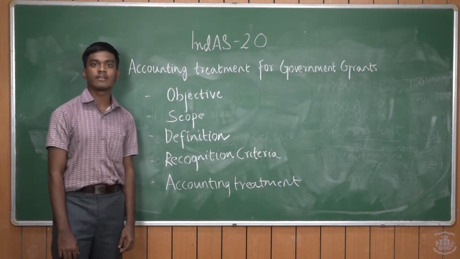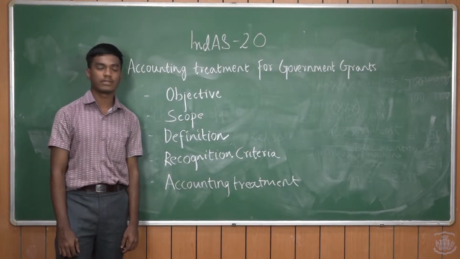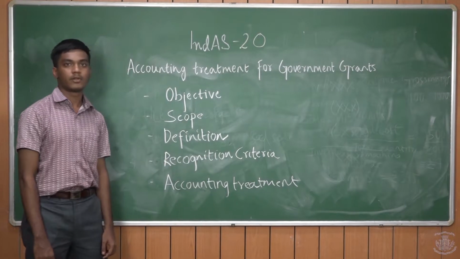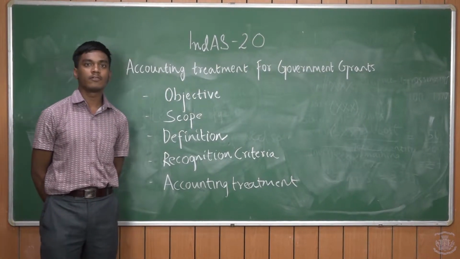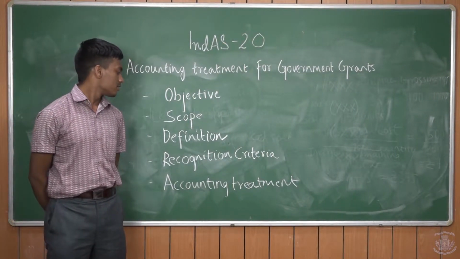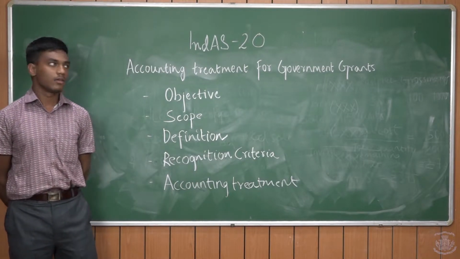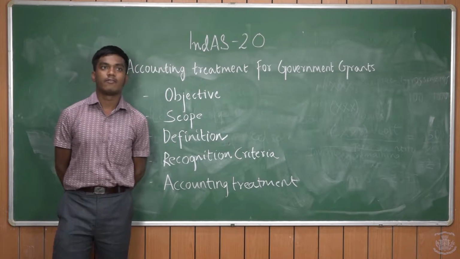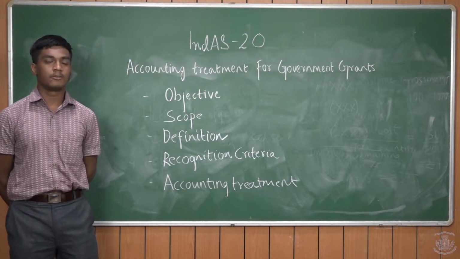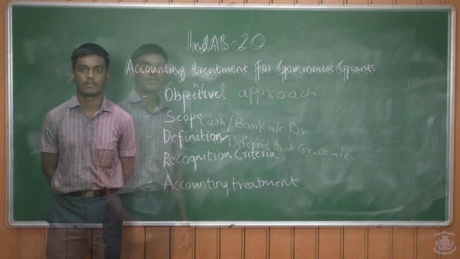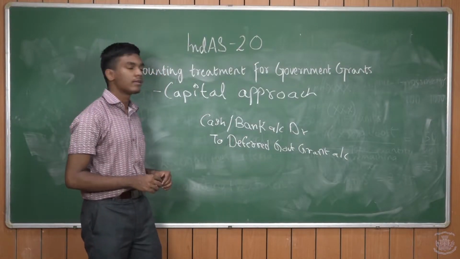Accounting treatment of government grants can be classified under two approaches. So the first approach is capital approach and the next one is income approach. So in capital approach, we deal with when the entity receives any assistance in the form of fixed assets or in nature of capital. And income approach is applicable when an entity receives government assistance for the expenditure incurred. So now let's deal with accounting treatment under capital approach.